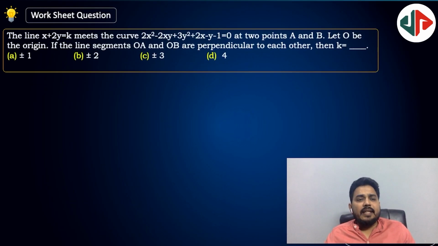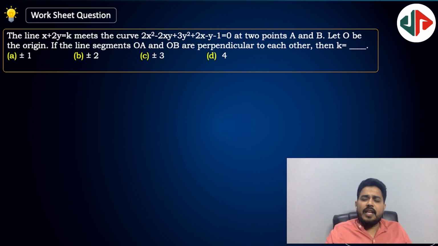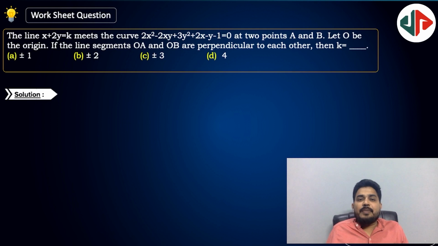If the line x plus 2y is equal to k meets the curve 2x square minus 2xy plus 3y square plus 2x minus y minus 1 is equal to 0 at 2 points A and B, O is the origin and line segments OA, OB are perpendicular to each other. So what is the concept we are supposed to use for this particular question? We are not sure what this curve is. That's okay. The curve doesn't matter.